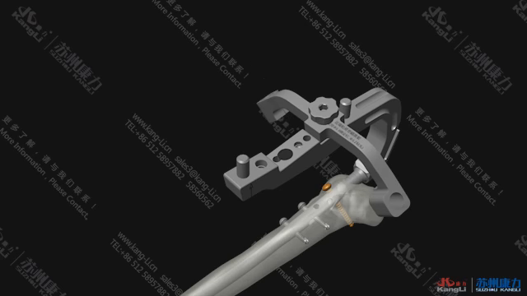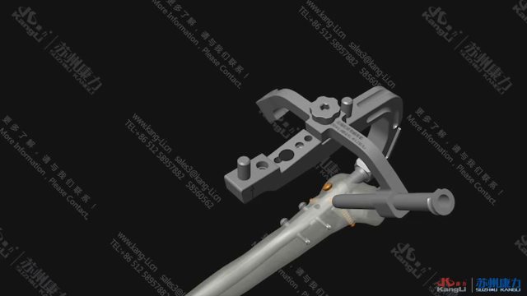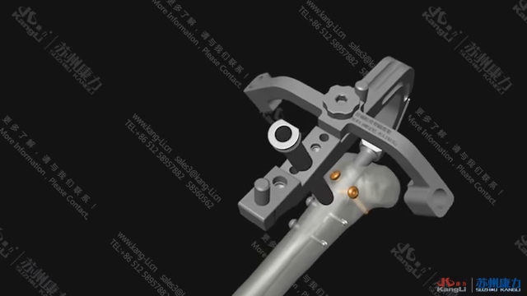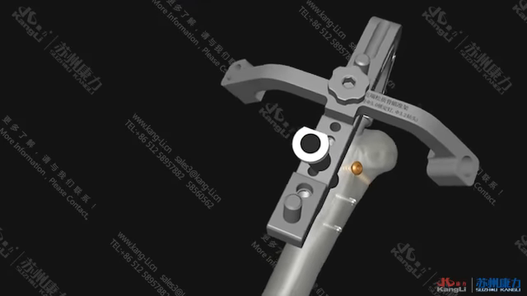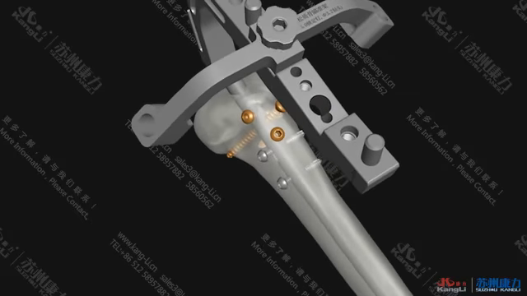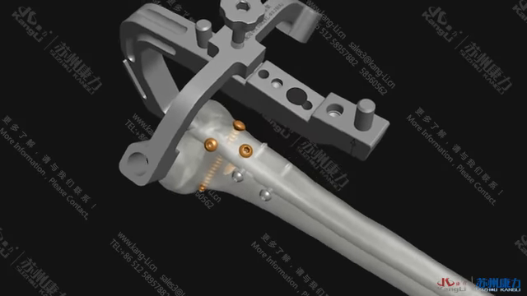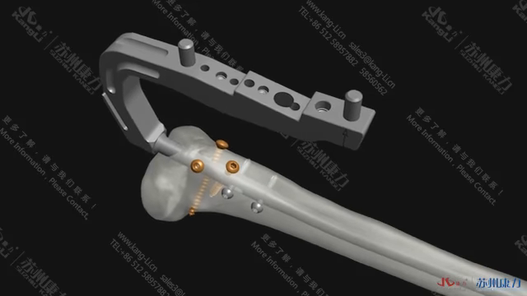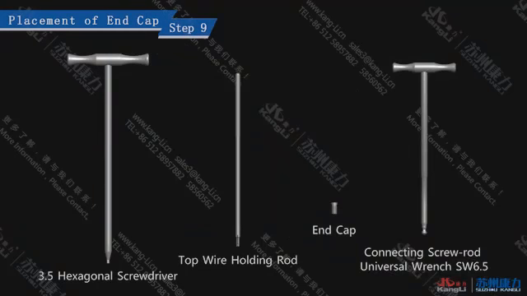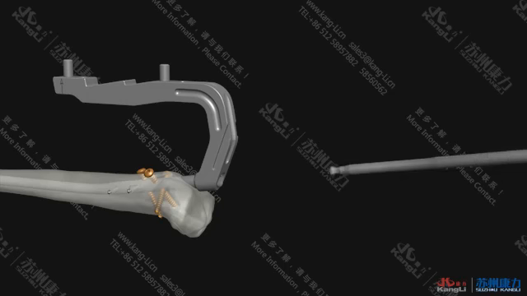Repeat the above steps to finish the placement of the second and the third phi 5.0 locking screw for the oblique as well as the front and rear positions respectively. Step 9. Placement of end cap. Remove all the non-implementation devices and put the knee joint of the fractured side in flexion position.